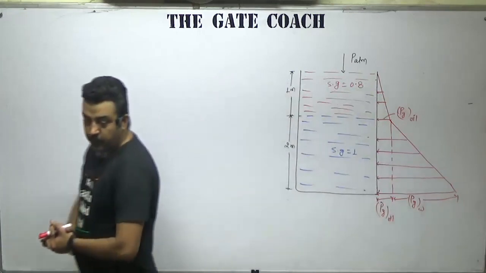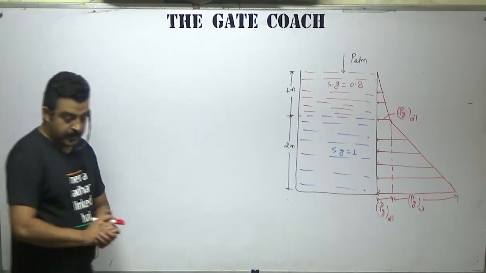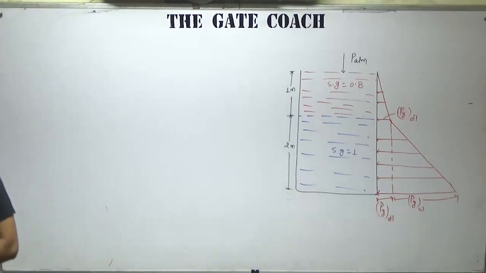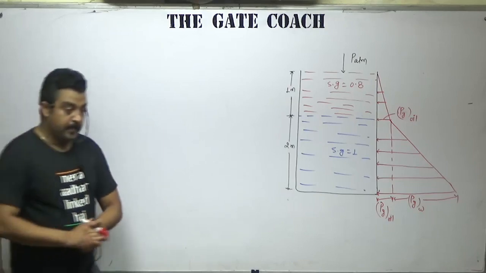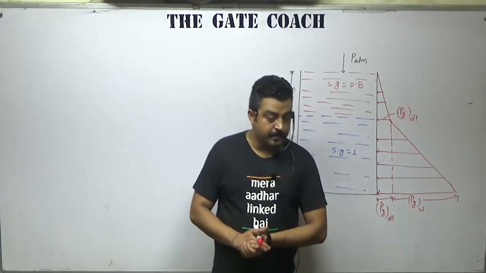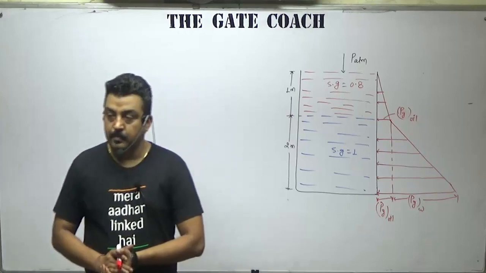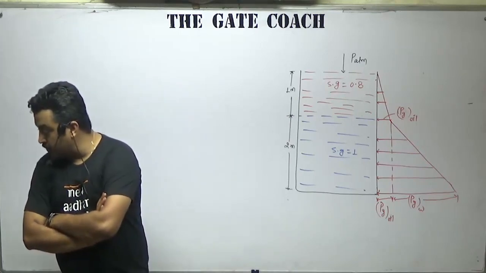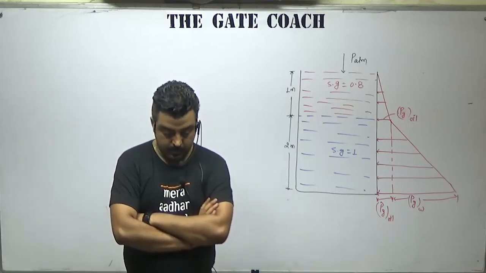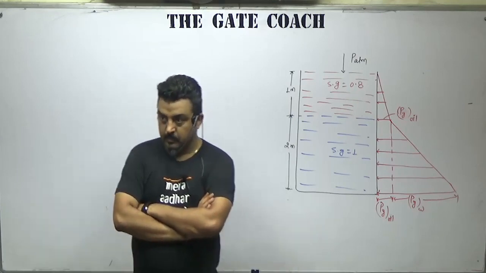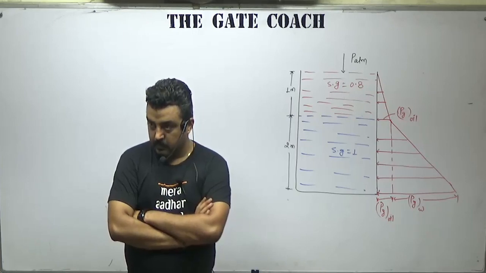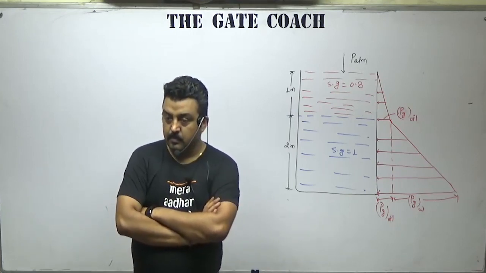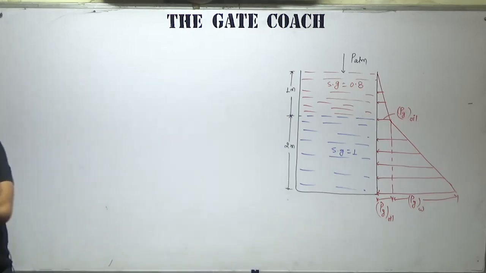Simply equate this pressure to rho of water into g into h of water. You get the h of water. Similarly, equate this pressure to the rho of oil into g into h of oil. You will get the head of oil. So here head of oil is 3.5 meter. It's 27468. Force is 13.734 Newton.